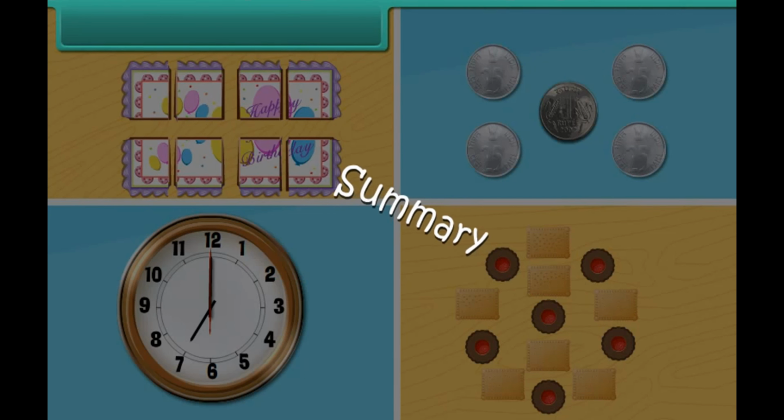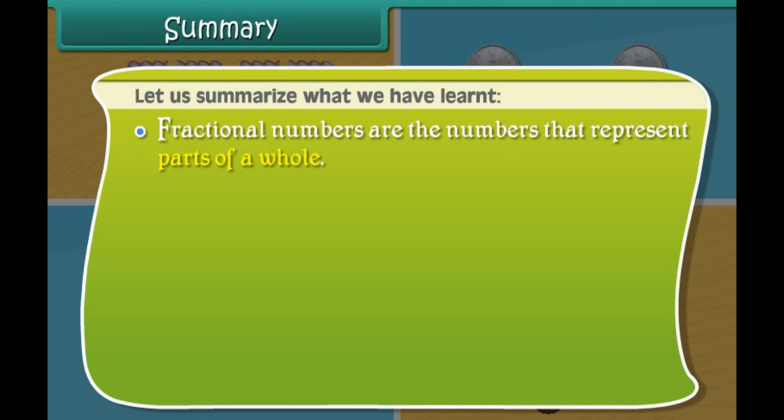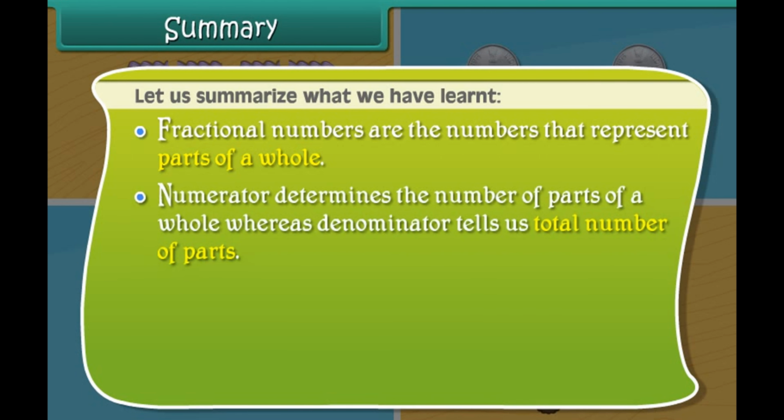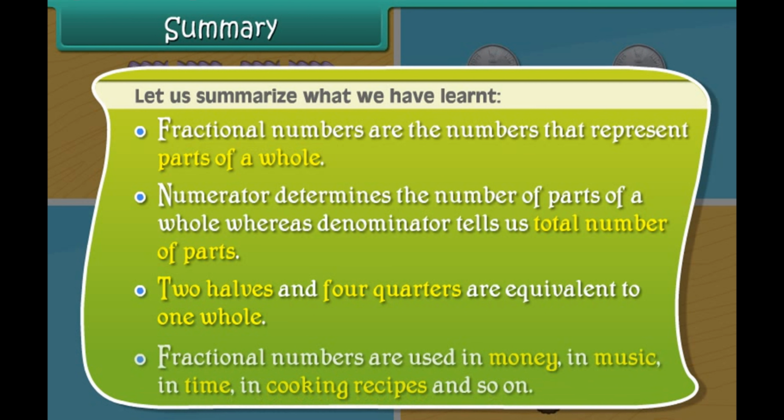Summary. Let us summarize what we have learned. Fractional numbers are the numbers that represent parts of a whole. Numerator determines the number of parts of a whole, whereas denominator tells us total number of parts. 2 halves and 4 quarters are equivalent to one whole. Fractional numbers are used in money, in music, in time, in cooking recipes, and so on.